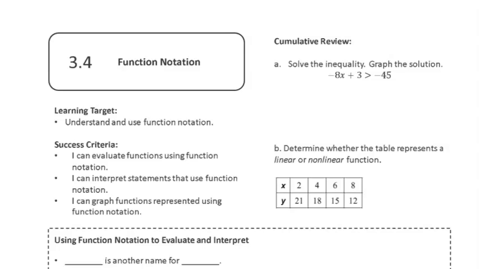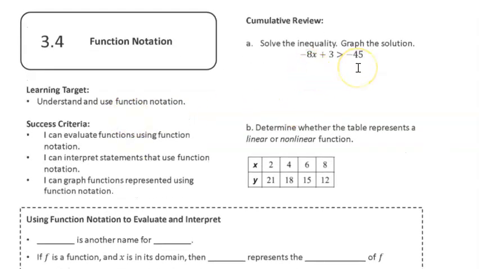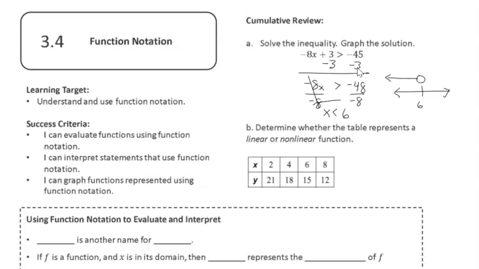All right, so if you go ahead and look at this cumulative review right here, this is just a review from chapter 2. It's solving the inequality. So remember, we want to get x by itself. So first I'm going to subtract 3. I have negative 8x is greater than negative 48. And then I divide by negative 8. And remember, when you divide by a negative, you must flip the sign. So it's x is less than 6. And what that graph would look like would be an open circle at 6 pointing left.